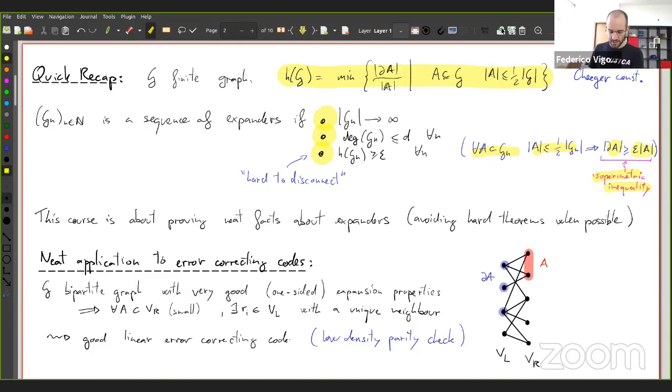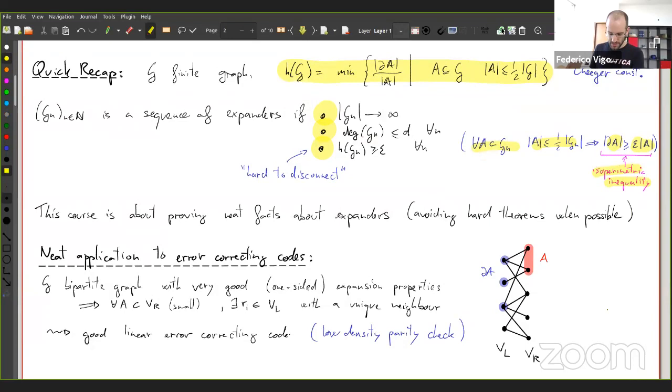And we started off last time by proving an application to error correcting codes, where the neat idea was that if you have a bipartite graph that has very good expansion properties, then it has the property that for every subset on the right, there exists a point on the left that has a unique neighbor. So for example, here you have this set A, and if you look at this boundary on the side, you see that there are a couple of points that have a unique neighbor, so that then you can do a parity check to estimate the distance of the codes, which I think was very nice. But we are not going to talk about this anymore.